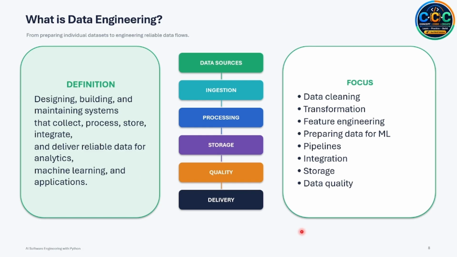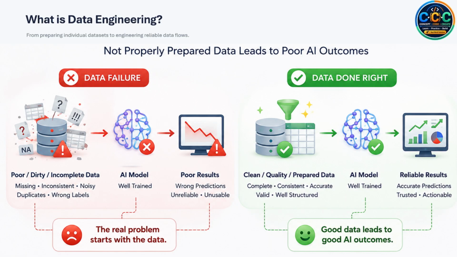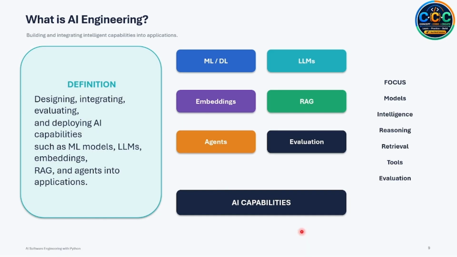What is data engineering? Data engineering is building the systems that collect, clean, and deliver reliable data. Here is the market reality worth remembering. Most AI failures are not model failures, they are data failures. If you can build a clean, reliable pipeline, you are solving the problem that actually breaks most AI projects. AI engineering is designing, integrating, evaluating, and deploying AI models, whether they are deep learning models, LLMs, embeddings, or RAG applications. The focus is creating the intelligence in an application and providing AI capabilities.